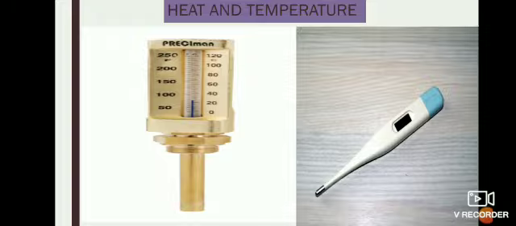Often, we think that heat and temperature are the same thing. This is wrong. Temperature is a measure of the heat energy in your body, which indicates the ability of your body to give heat to another body or absorb heat from another body. We use an instrument called a thermometer to measure temperature. Now you are seeing different types of thermometers.